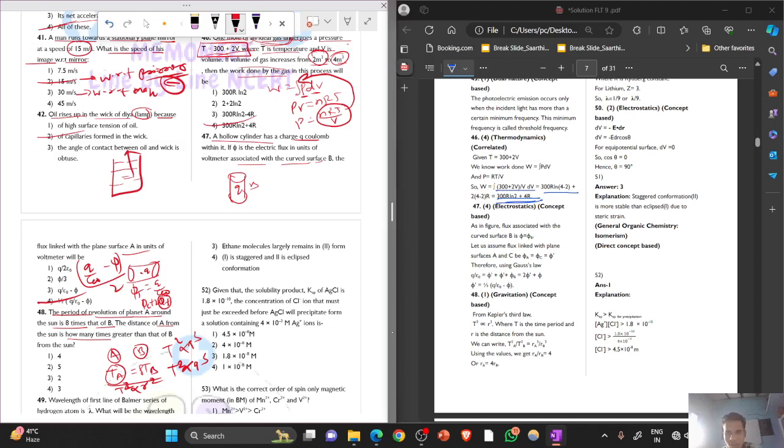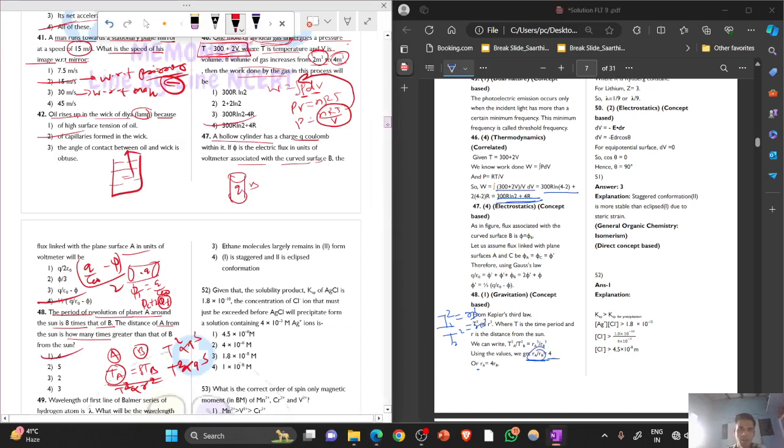So by using this formula, T1 square by T2 square is equal to R1 cube by R2 cube. Knowing T1 and T2, you can calculate R1 by R2. It simply comes out to be R_A by R_B equals 4. Again, it's just a formula question.